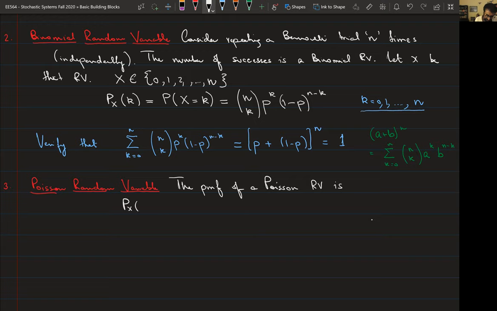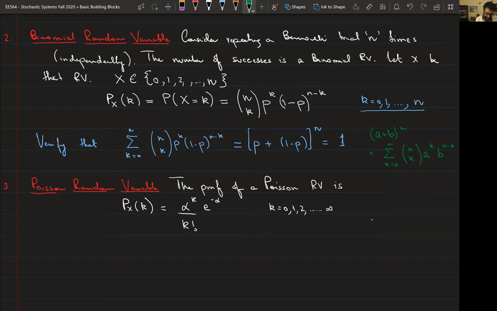So the PMF is given by this expression: alpha raised to power k divided by k factorial, times e raised to power minus alpha. And the values it holds for, as suggested, are all non-negative integer values, all the way from 0 to infinity. It turns out that this Poisson PMF is indeed a limiting case of a binomial random variable, in the sense that, and we're not going to talk too much about this, in a binomial experiment, as the number of trials n goes to infinity and the success probability p goes to zero in such a way that the product np approaches alpha, that binomial in that limit turns out to be Poisson. So that's the relationship between Poisson and binomial.